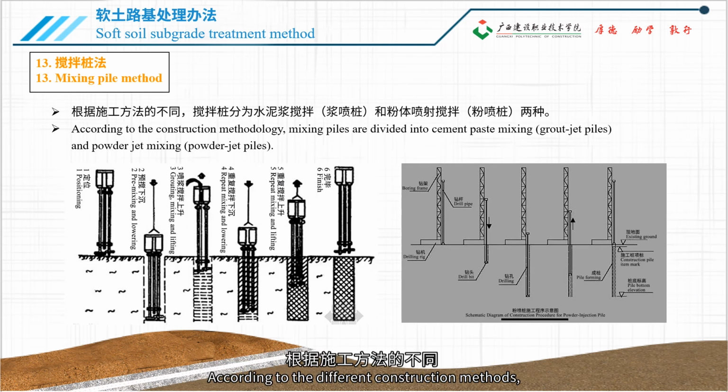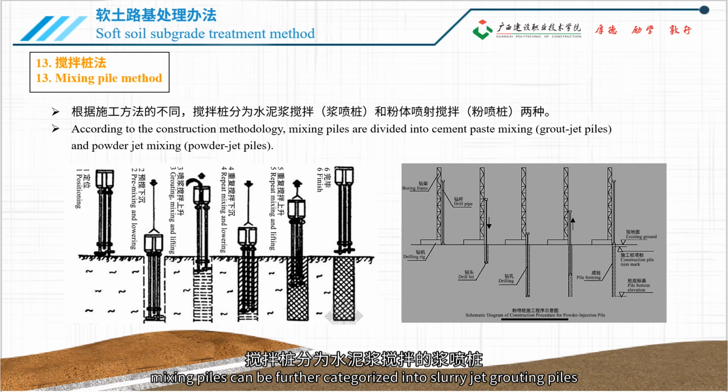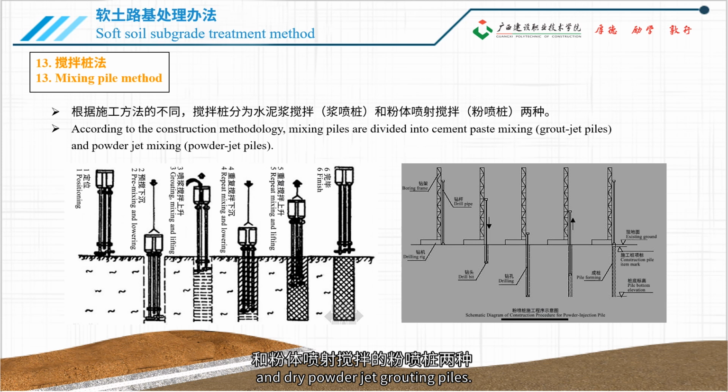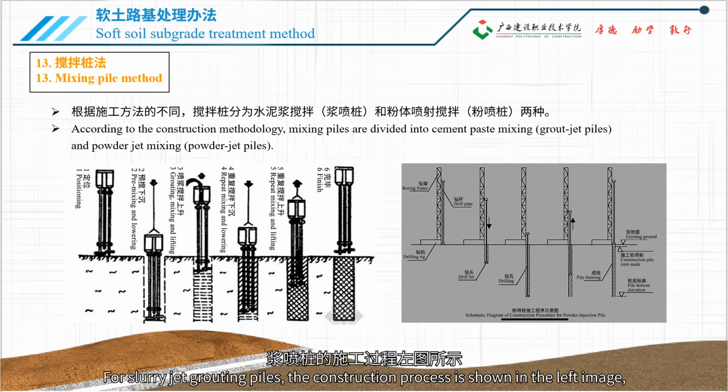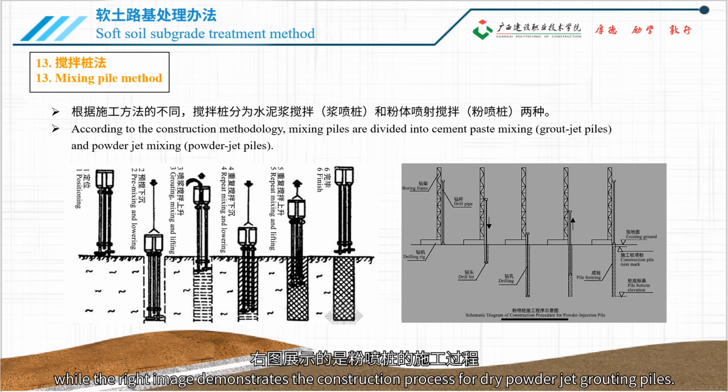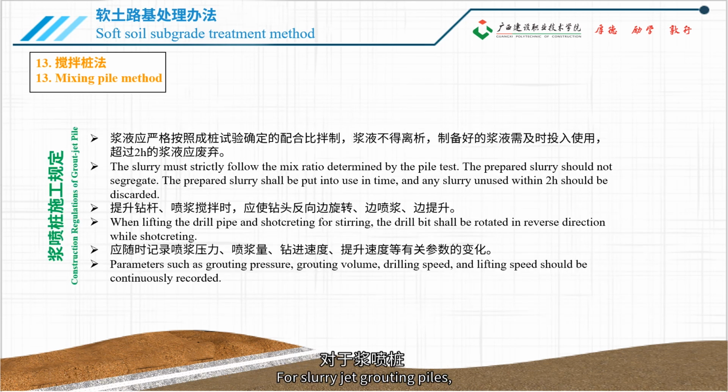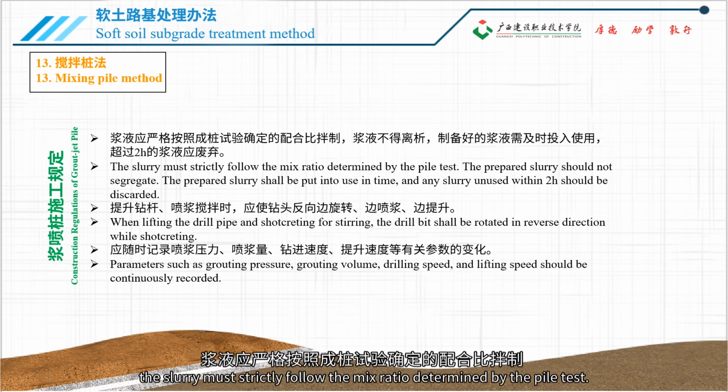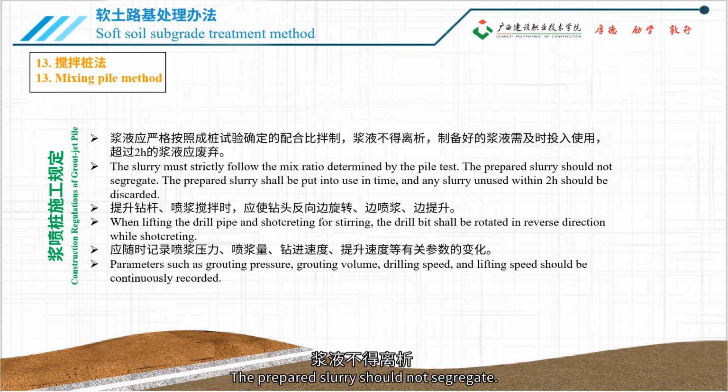According to the different construction methods, mixing piles can be further categorized into slurry jet grouting piles and dry powder jet grouting piles. For slurry jet grouting piles, the construction process is shown in the left image, while the right image demonstrates the construction process for dry powder jet grouting piles. For slurry jet grouting piles, the slurry must strictly follow the mix ratio determined by the pile test. The prepared slurry should not segregate. The prepared slurry shall be put into use in time, and any slurry unused within 2 hours should be discarded.